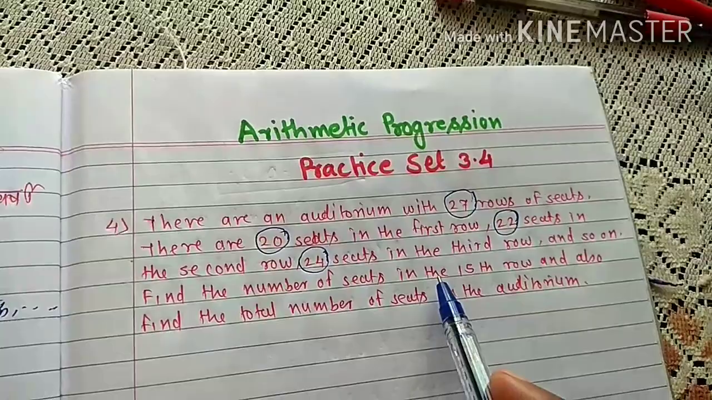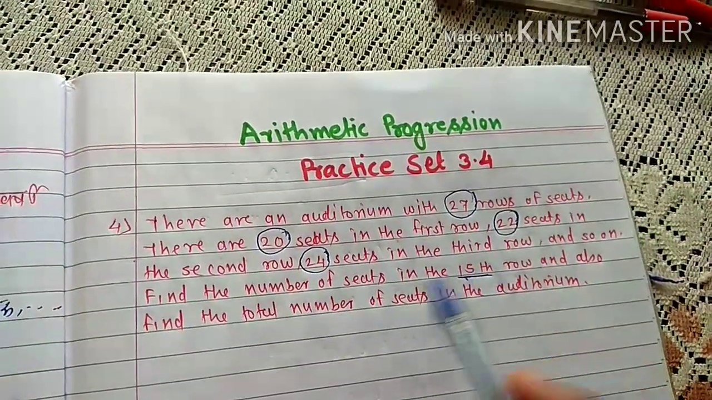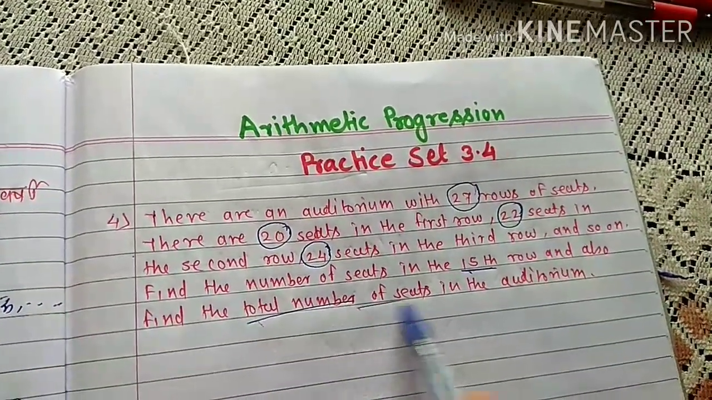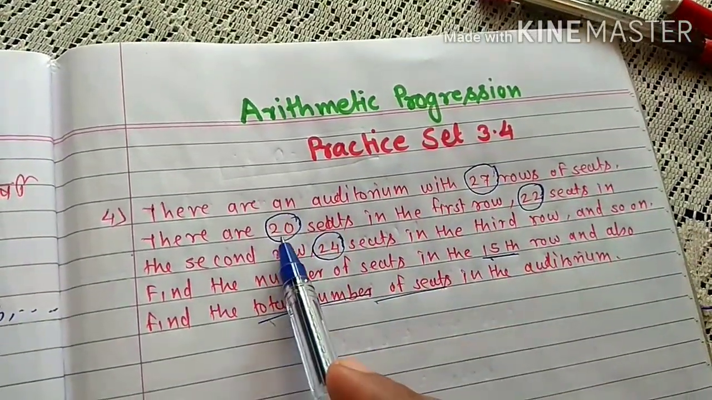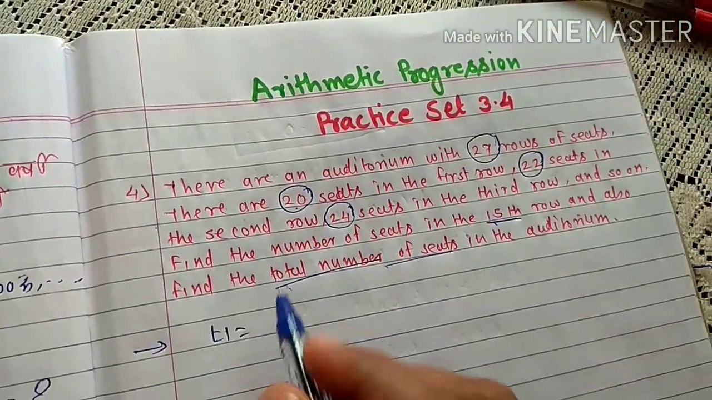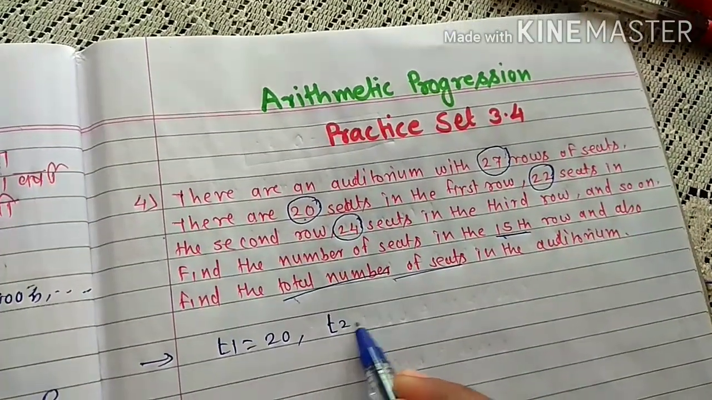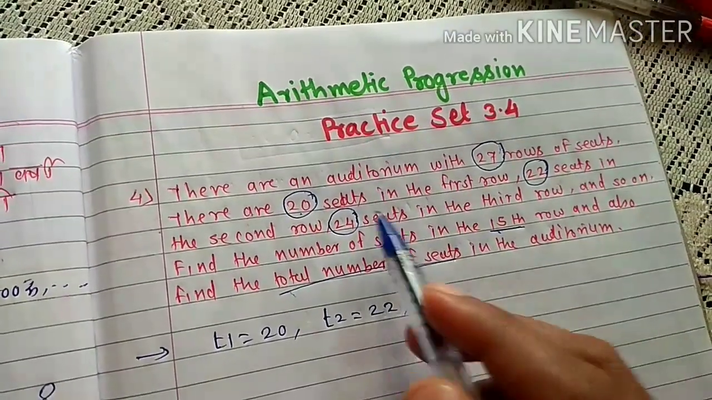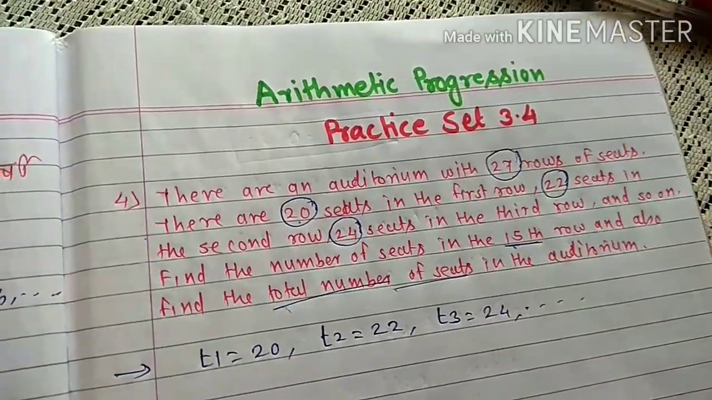Find the number of seats in the 15th row and also find the total number of seats. So what is given? First row has 20 seats, which means T1 is equal to 20. Second row has 22 seats, T2 is equal to 22. T3 is equal to 24 and so on.